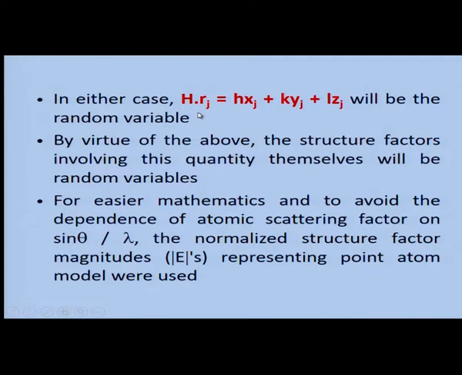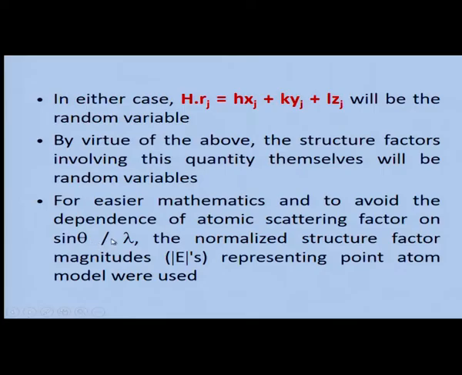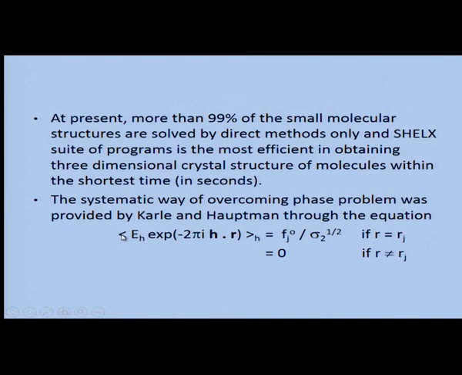By virtue of the above, the structure factors, which involve this quantity, themselves will be random variables, because the structure factor depends on HKL and xj, yj, zj. So, structure factors themselves are random variables. For easier mathematics, instead of assuming the normal structure factor corresponding to a spherical atomic cloud, Karle and Hauptman assumed point atoms, which means we cannot use the normal structure factor, but there is something known as the normalized structure factor E, which does not vary with respect to the glancing angle theta through sin theta by lambda. This is simply for easier mathematics.